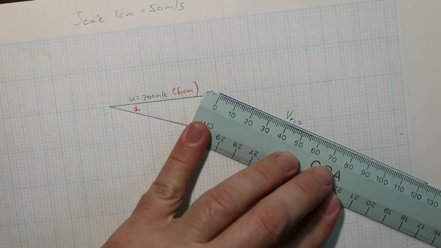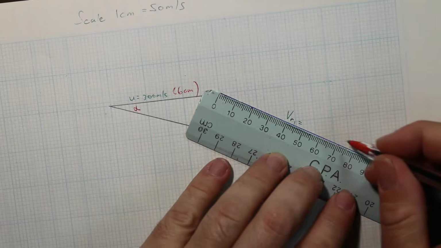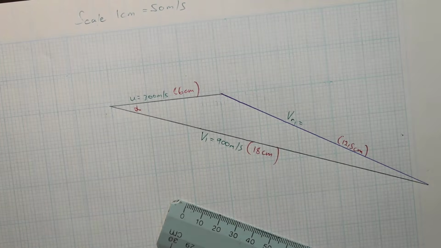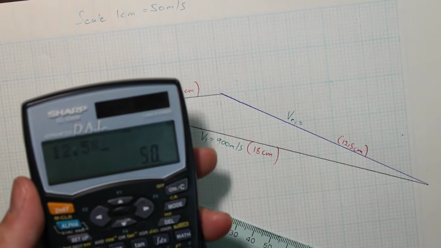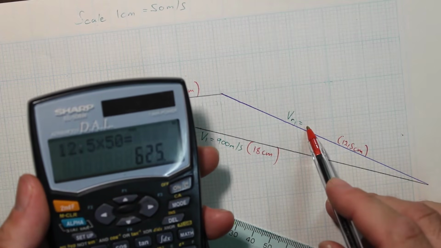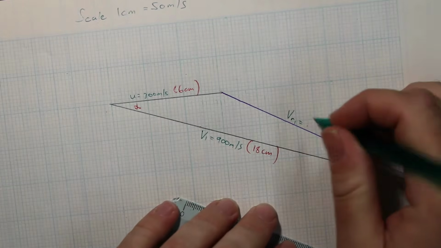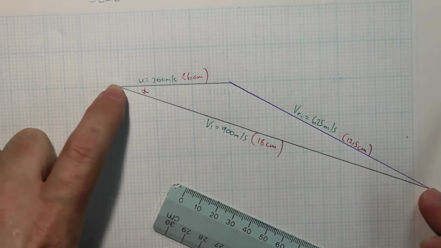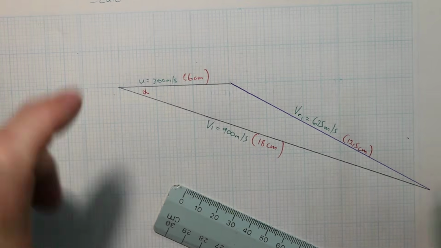We don't know how long that is yet, but we can measure it now. I'm getting about 12.5 centimeters. So I write here 12.5 centimeters, and I times that by the scale: 12.5 times 50, and then I know what the velocity is. That's 625 meters per second. That's the relative velocity. So the incoming steam relative to the moving blade is that.